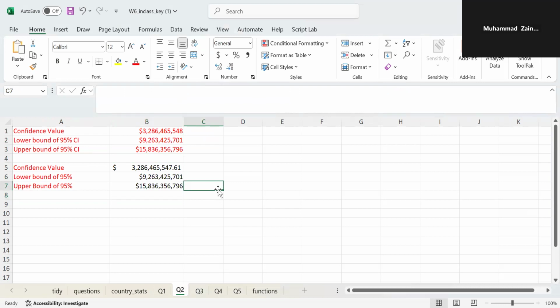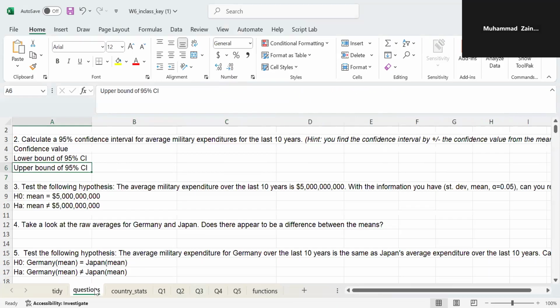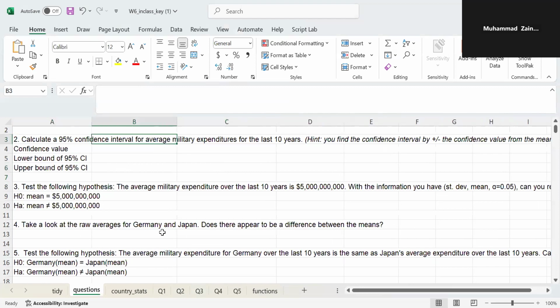And basically what it tells is with how much confidence you can say that your mean is situated between these values. So 95% of the time, if you randomly sample from this population, the mean will fall between these two values. So you're trying to find the confidence interval of the mean, right? If you see the question here, average military, so mean, right?